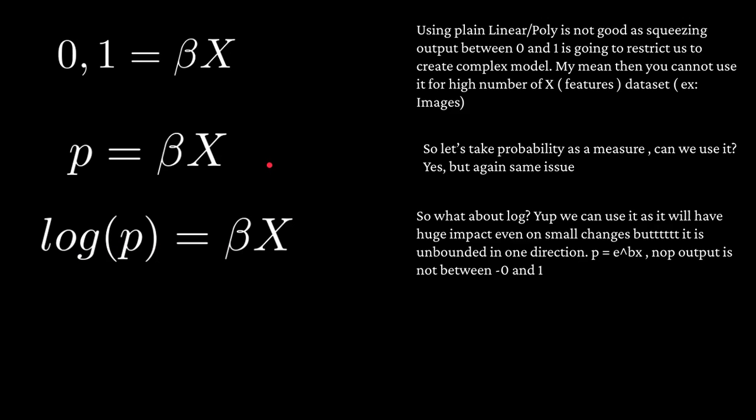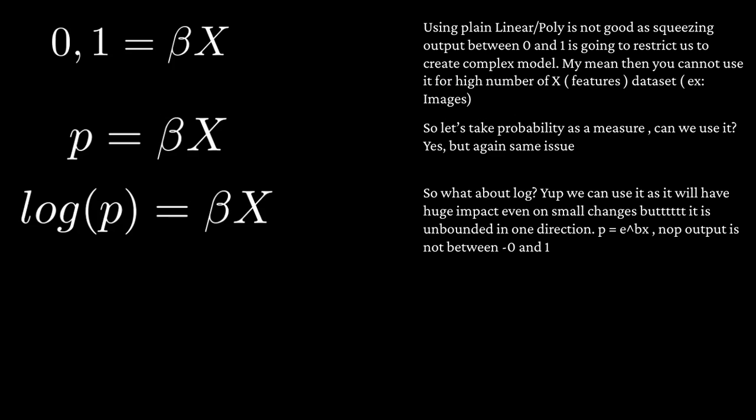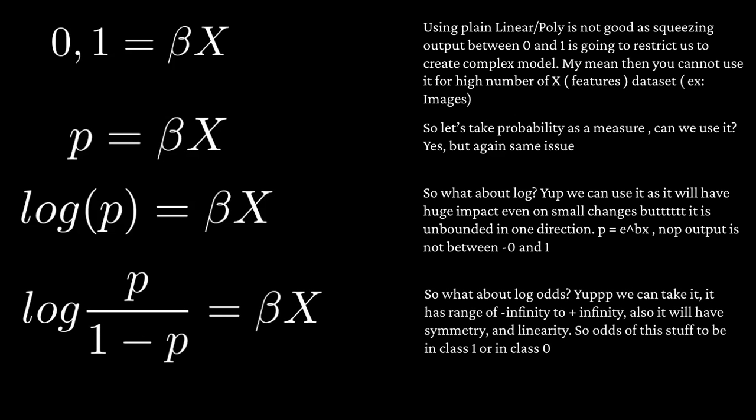Let's say in the case of e raised to beta x, e is 2.7, and let's say your beta and x multiplication gives 1. So 2.7 raised to 1 is 2.7, which is greater than 1. So it is not giving us any value between 0 and 1. All right. So what about log odds, right? It makes more sense that rather than just asking what is the log for this particular thing to belong to class 0, we ask what are the odds for this particular x to belong in the cat group or the dog group, right?